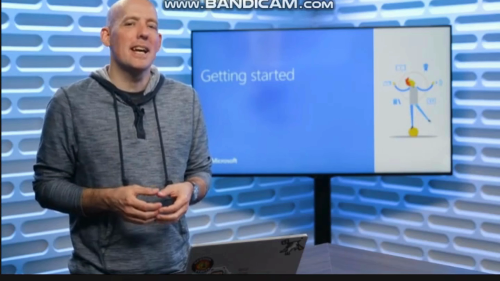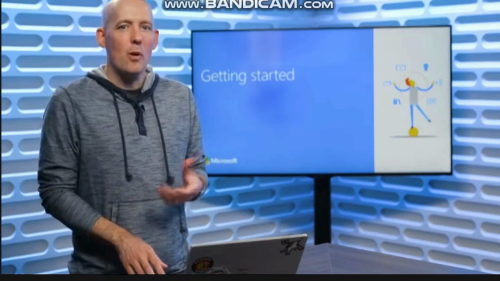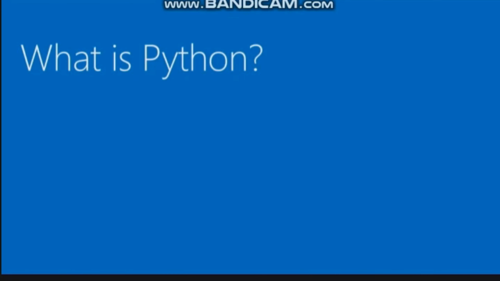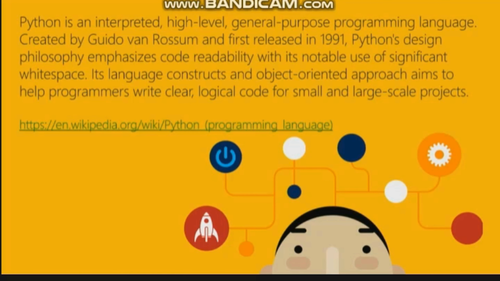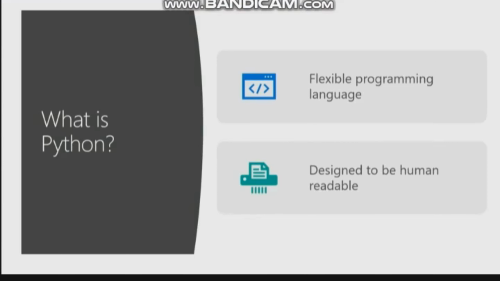Okay, let's start digging into Python here. Now, before we go anywhere, we probably should answer one question, which is, what is Python? And if we're going to ask this question, we should, of course, answer it with a quote from Wikipedia. So Python is an interpreted high-level general-purpose programming language created by Guido and first released in 1991. Python's, and well, you can read the rest to yourself from there.